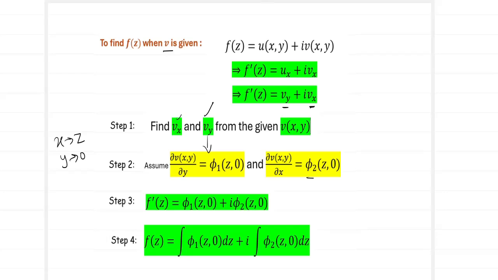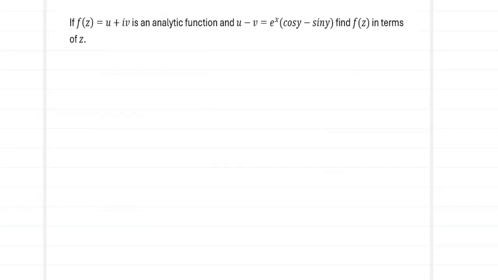Now moving on to a level higher than this. What we have is f of z equal to u plus iv is an analytic function, and we have been given u minus v to be equal to e power x times cos y minus sin y. So we have been asked to find f of z in terms of z.